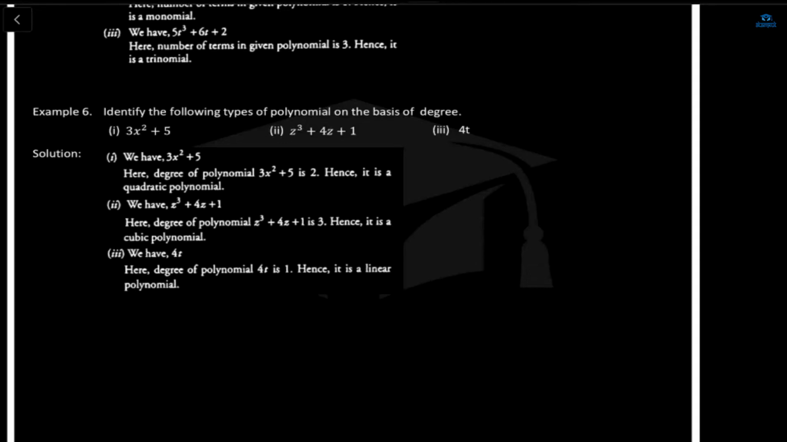So Zikra, the first one, can you tell me? On the basis of degree, ma'am, the degree is 2, the quadratic polynomial. Yeah, the degree is 2, so it is a quadratic polynomial. Okay. Now, Advika, the second one, z cube plus 4z plus 1.